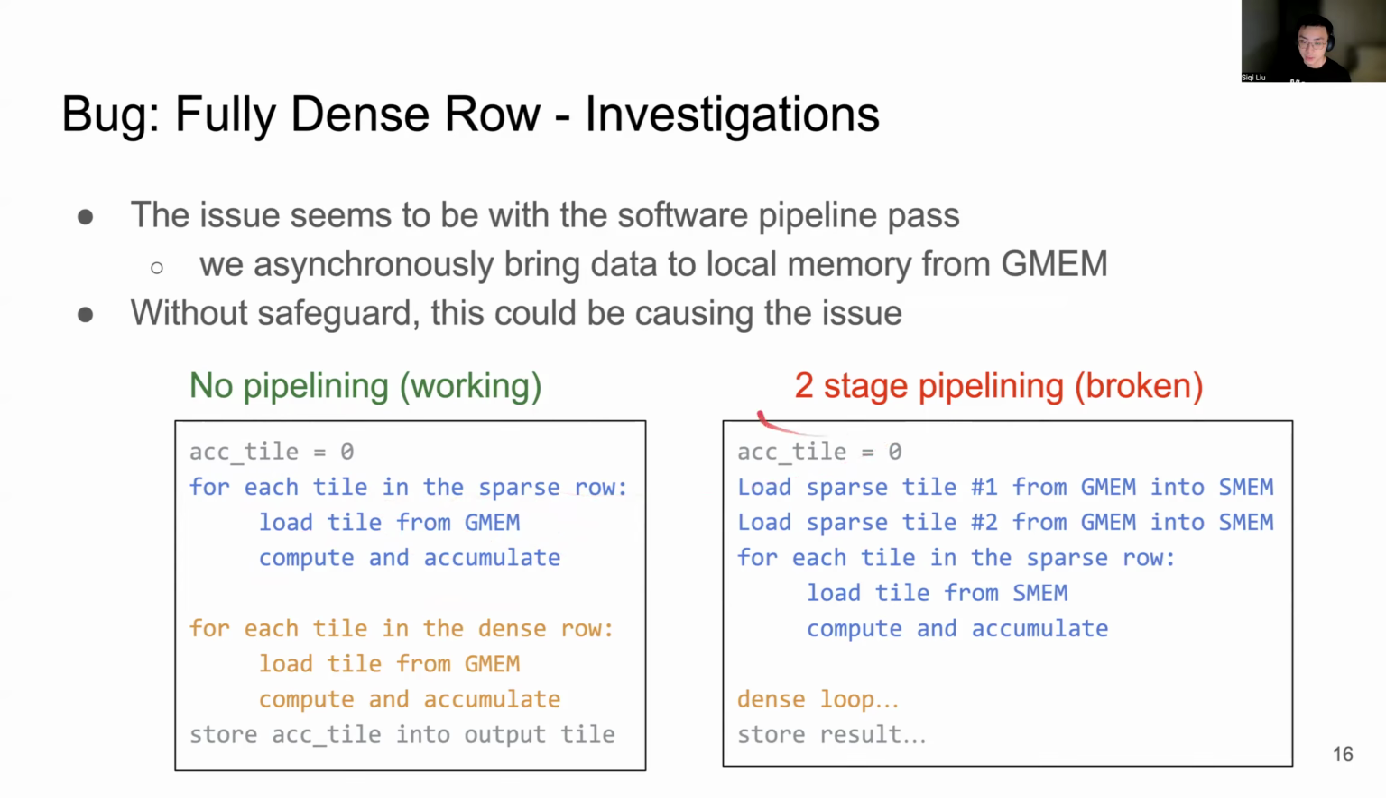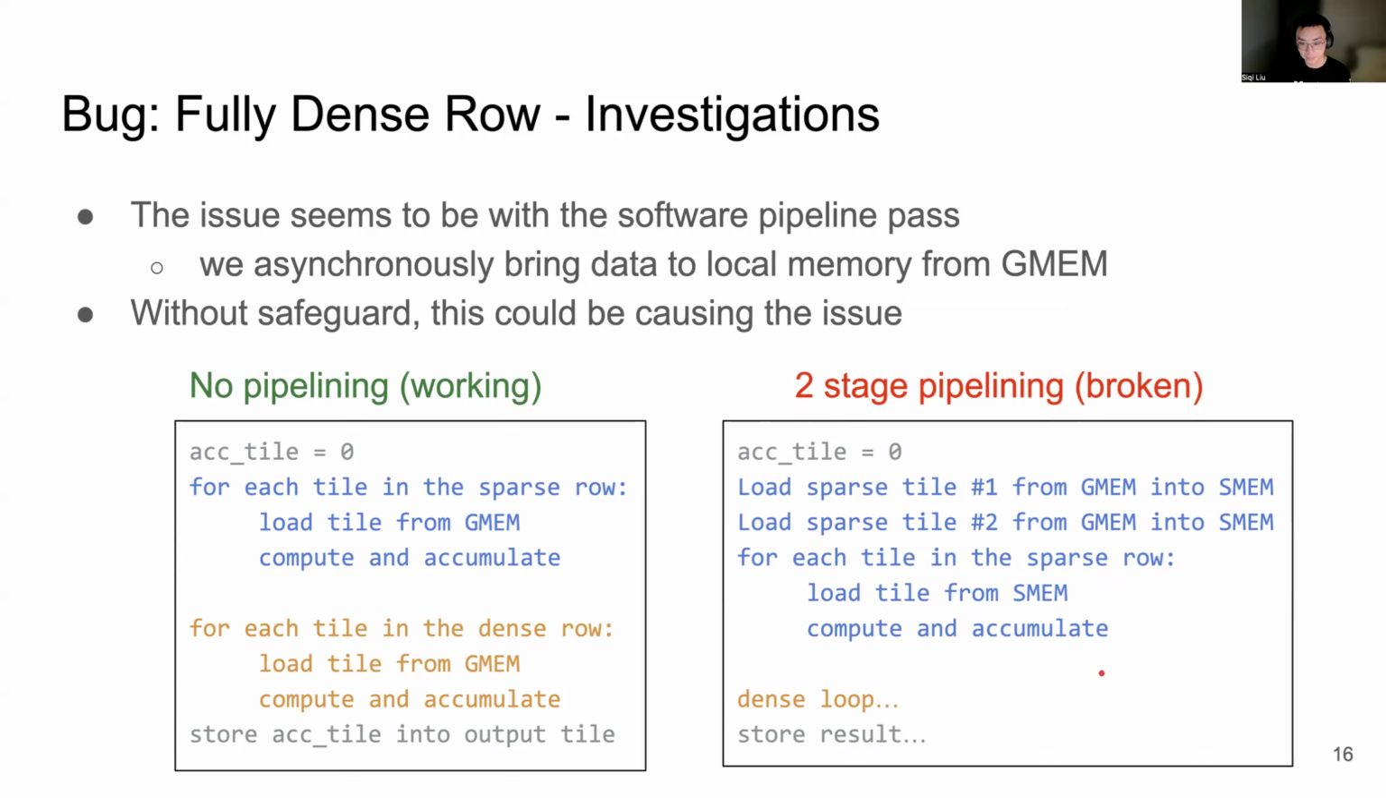So when we have pipelining on, here are two stages, which corresponds to basically two loads before the loop actually runs. As you can see here, before the sparse row actually runs, we're loading two tiles ahead of time into our local memory so that when we're actually computing, we would just be loading from the local memory instead of from global memory, which is an optimization that we're doing.